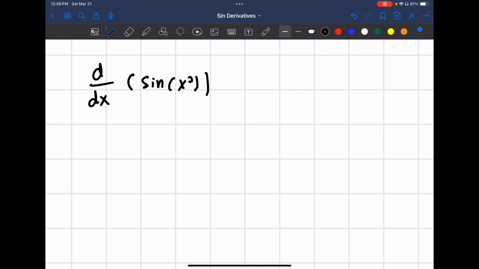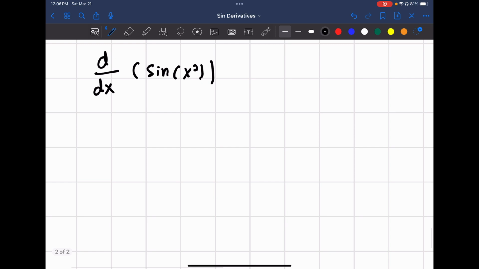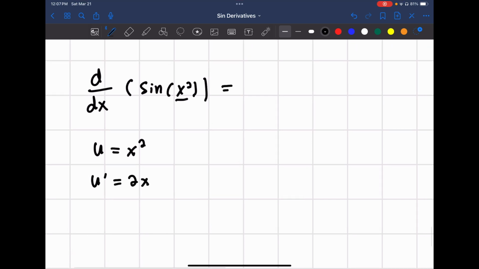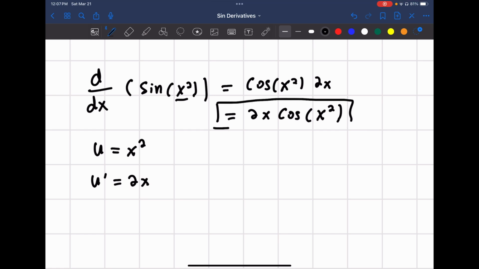In our next example, we have to find the derivative of sin x squared. So our inner function is equal to x squared. So the derivative of the inner function will be 2x. And now let's substitute it into the formula. So it would be cos x squared times 2x. And to rearrange everything, it would be 2x cos x to the power of 2. And this will be our final answer.